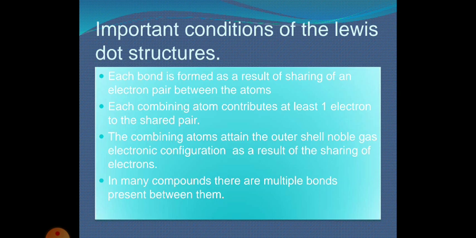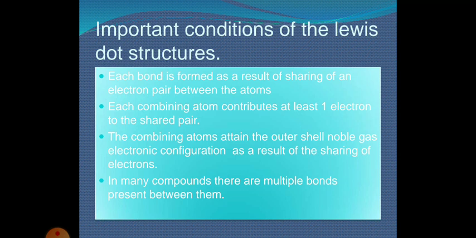Now, there are some important conditions of the Lewis dot structure we are going to learn. Each bond is formed as a result of sharing of an electron pair between the atoms. Each combining atom contributes at least one electron to the shared pair. The combining atoms attain the outer shell noble gas electronic configuration as a result of the sharing of electrons.